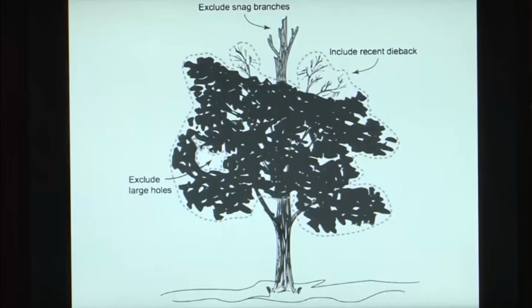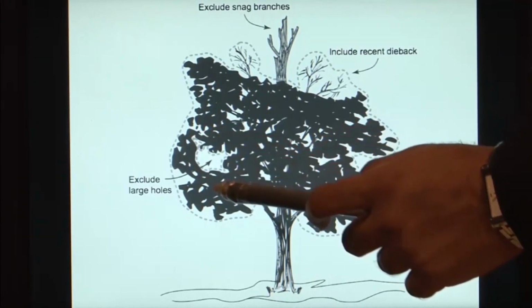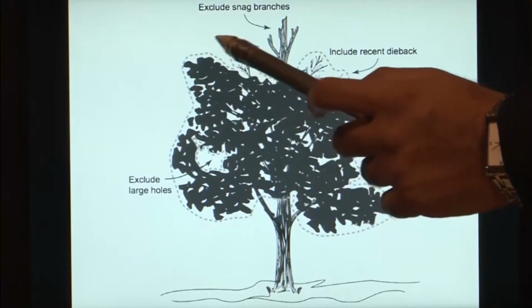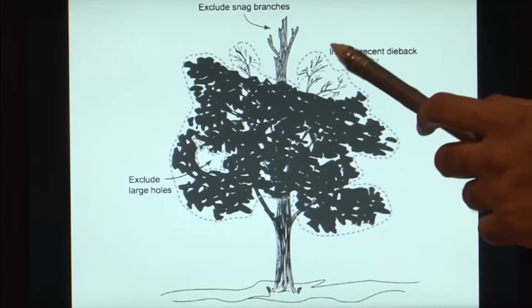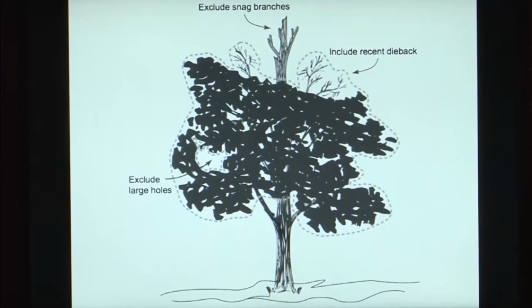So, now coming back to the slide, any dead branches, because they are dead from long back, are not included in this calculation. We include the recent diebacks and we exclude the large holes. So, for instance, this hole is a natural hole. So, we are not going to compute this area, but we are going to compute the area that is given here in the outline. So, we calculate this total area, we calculate the area of the recent diebacks, and then we calculate the ratio and then express it as a percentage on the classes distribution.